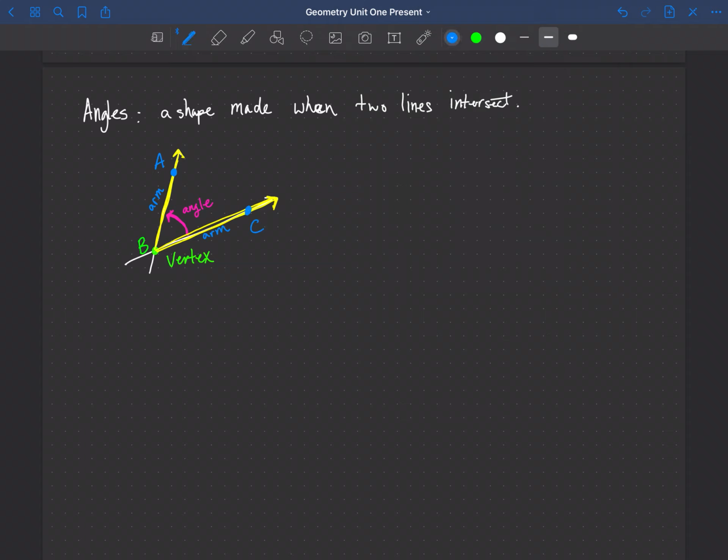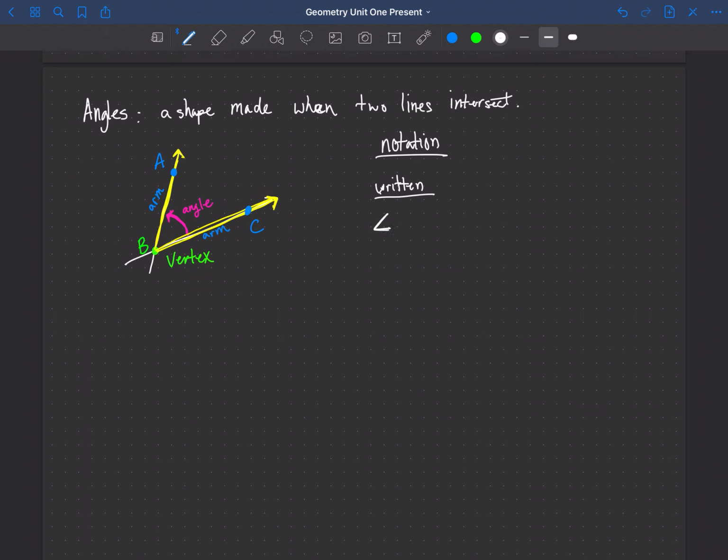Now with an angle, we need 3 points. We need the vertex, and we need 2 points, one on each of my arms. We can label these A, B, and C, and we're going to use those 3 points later. So the 3 parts of the angle, again, are vertex, angle itself, and the arm.